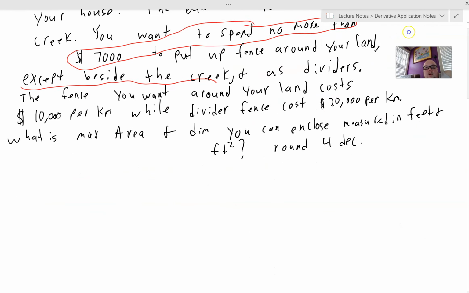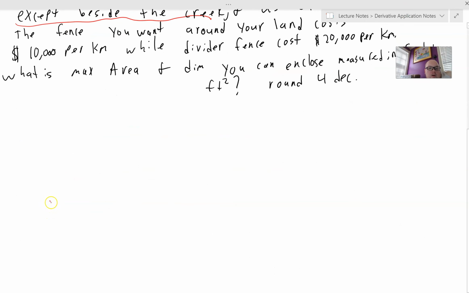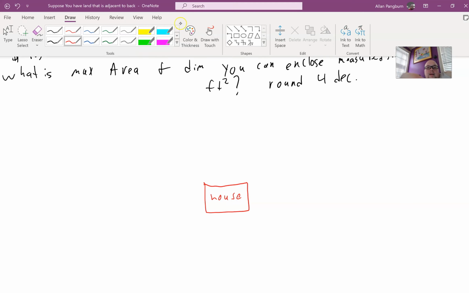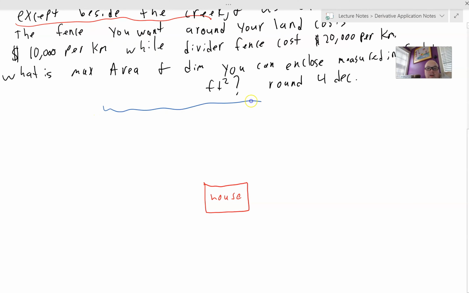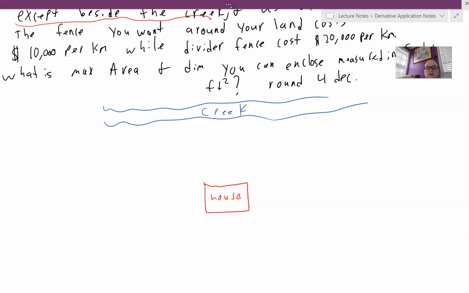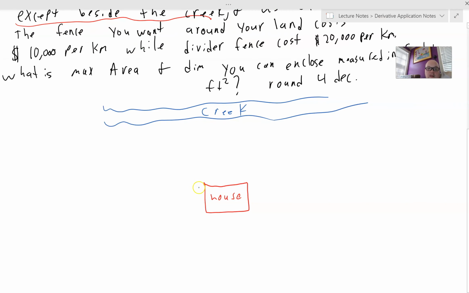Alright, so let's draw this out. So let's draw our house. Let's bring this over into the middle so we can have some more room to work with. So here's our house. And now we own land, and at the back of the land is a creek. So let's just put our creek right back here. So here's the creek. Then we will put our land. So, there's our land.